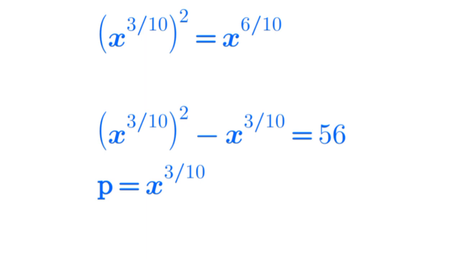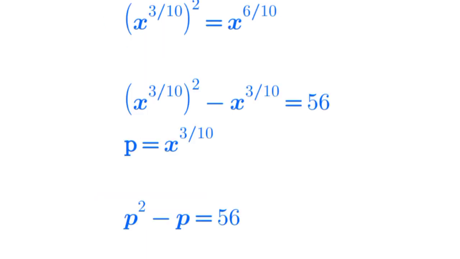Now when we substitute that into our equation, we have that our (x^(3/10))^2 can be written as p squared, and our x^(3/10) is p, and then we have our 56. So our equation is p squared minus p equals 56.